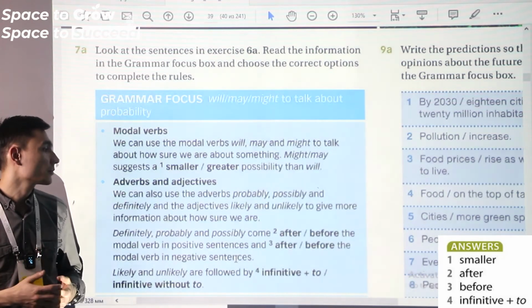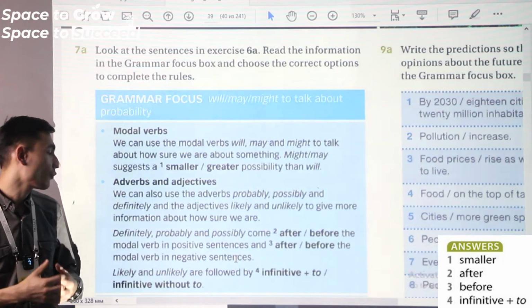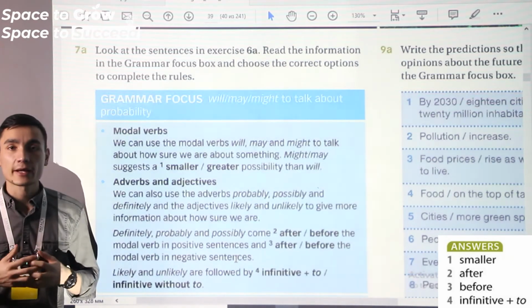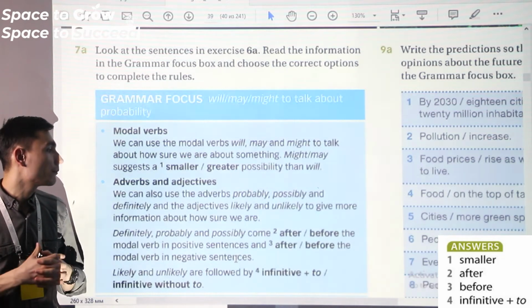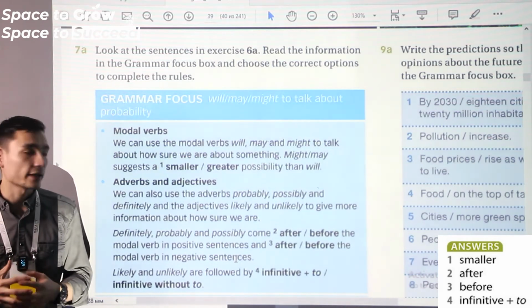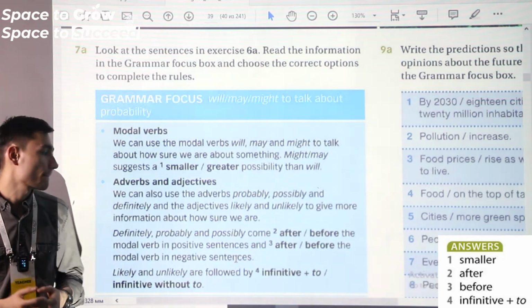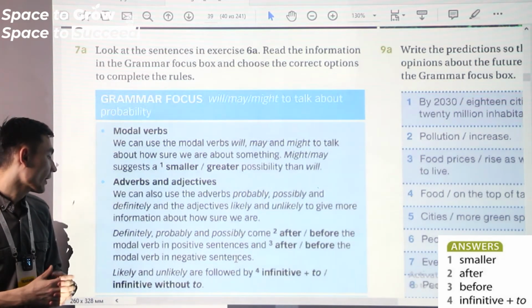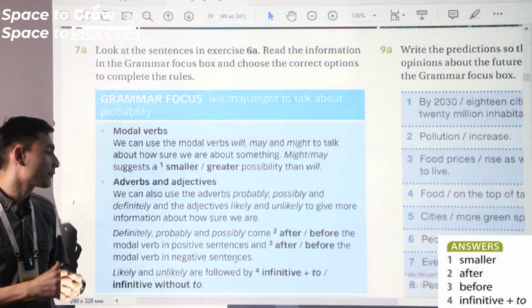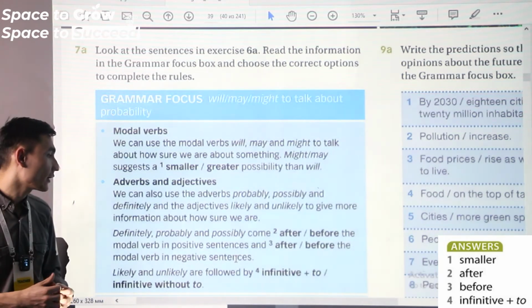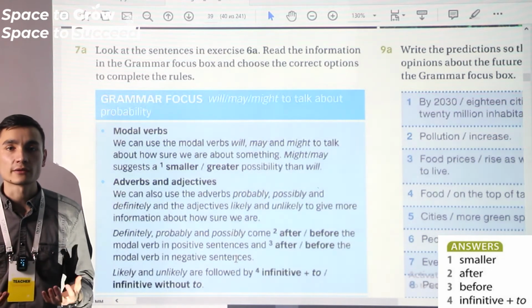Definitely, probably, and possibly come after the main modal verb in positive sentences and before the modal verb in negative sentences. An example here, I may probably come late. I possibly may not be able to come. And here we have likely and unlikely are followed by infinitive plus to. It's likely to rain. I'm likely to be late.